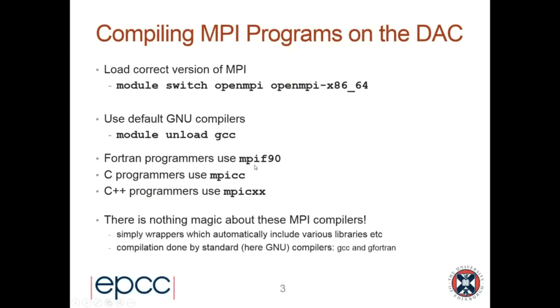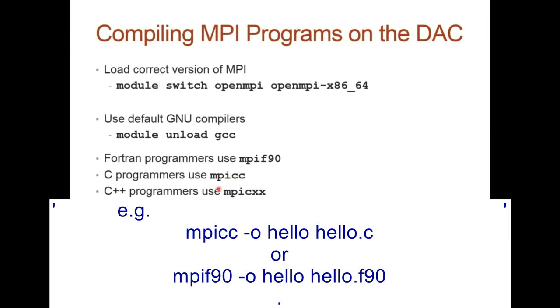Fortran programmers should compile programs with the mpif90 compiler. C programs should use mpicc. C++ programs should use mpicxx.